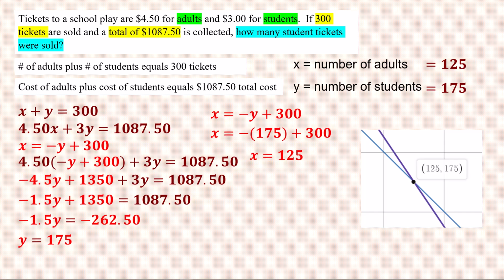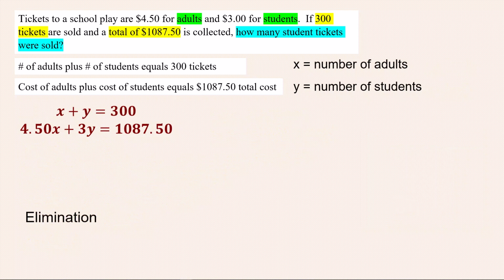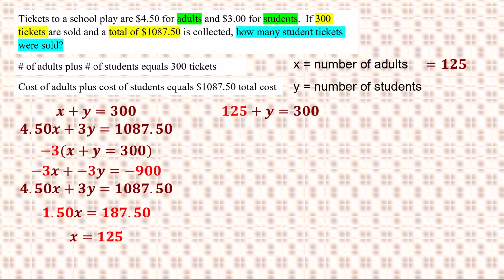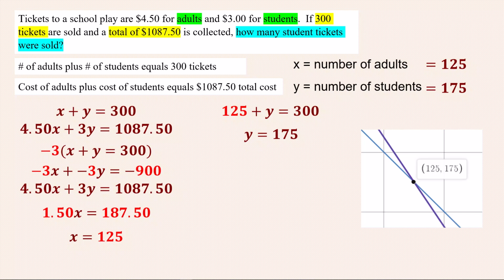Using elimination, we see that the y terms easily relate, and we only need to multiply the first equation by negative 3 to enable the y terms to drop out when the equations are combined, solving for x to get 125. Substituting this value back into the first equation finds the value y to be 175, again, the same solution as before.